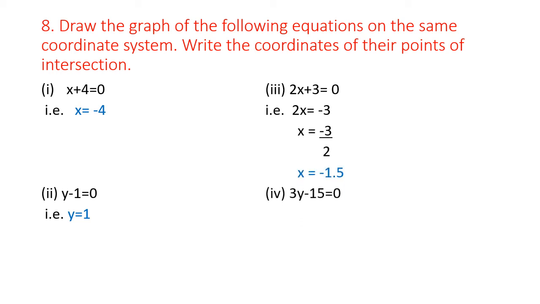And the fourth equation was 3y minus 15. So minus 15 goes on the other side. It becomes 3y is equal to 15. And then y will be equal to 15 upon 3. So y becomes 5. So our 4 equations are x is equal to minus 4, y is equal to 1, x is equal to minus 1.5 and y is equal to 5. So let us try that.